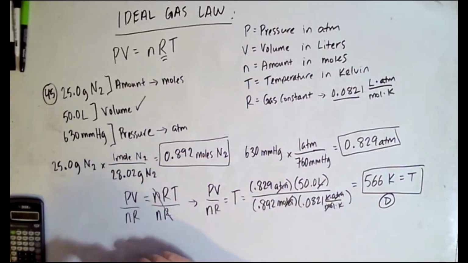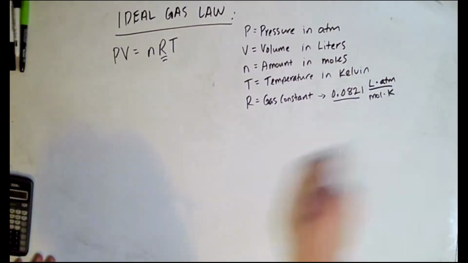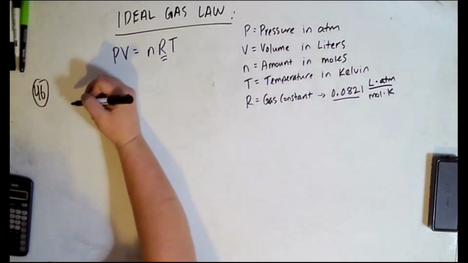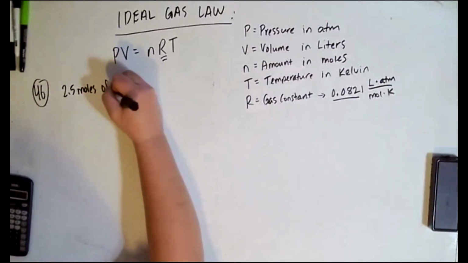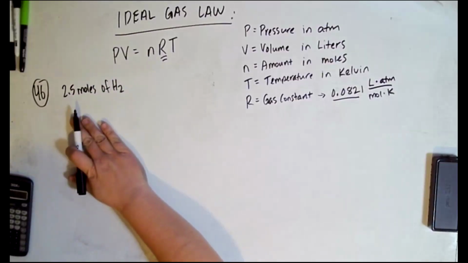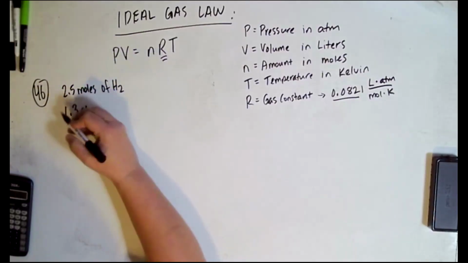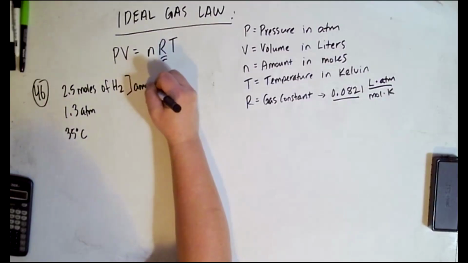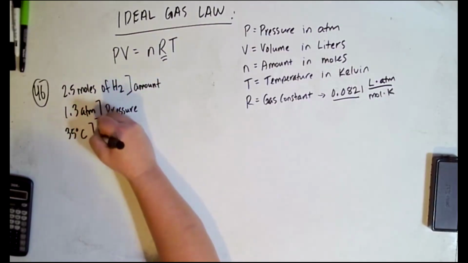All right. Let's look at question number 46, which is another version of our ideal gas law. All right, so here they're telling us that we have 2.5 moles of H2. They want us to find the volume. So it says, what volume will 2.5 moles of H2 gas occupy at a pressure of 1.3 atm and a temperature of 35 degrees Celsius? Okay, so again, this is our amount. This is our pressure. This is our temperature.